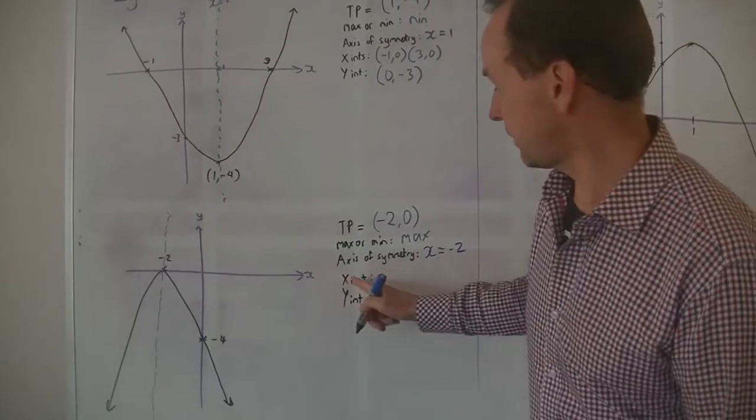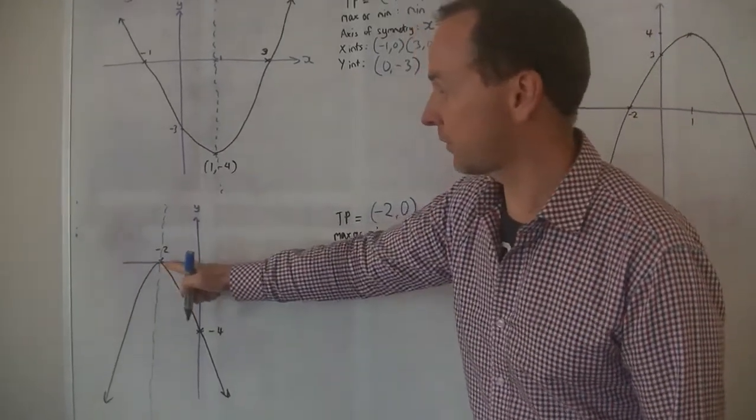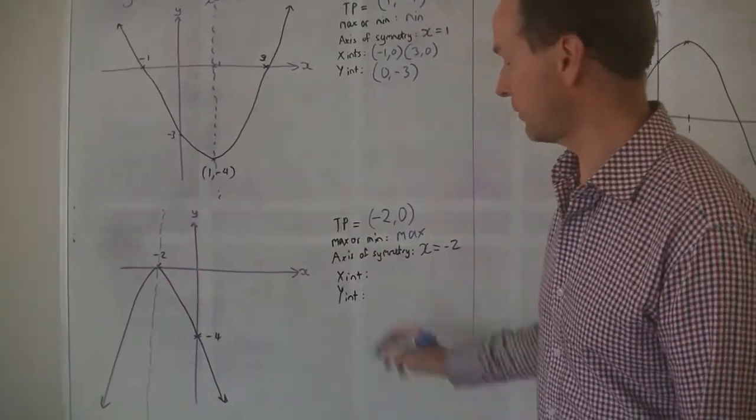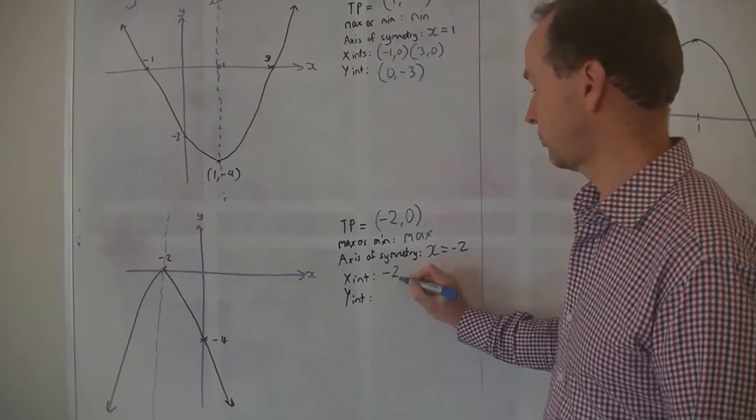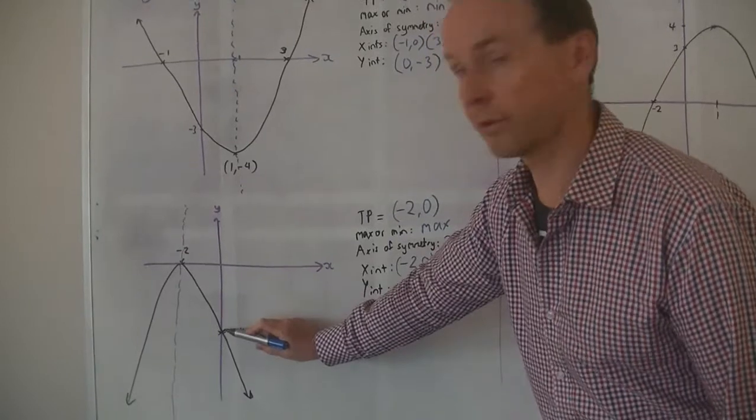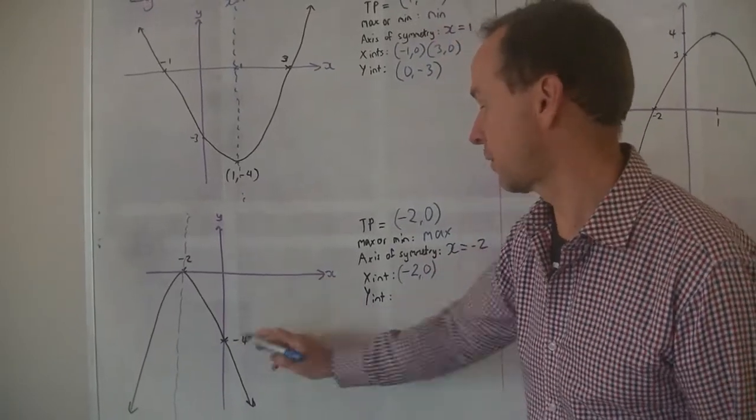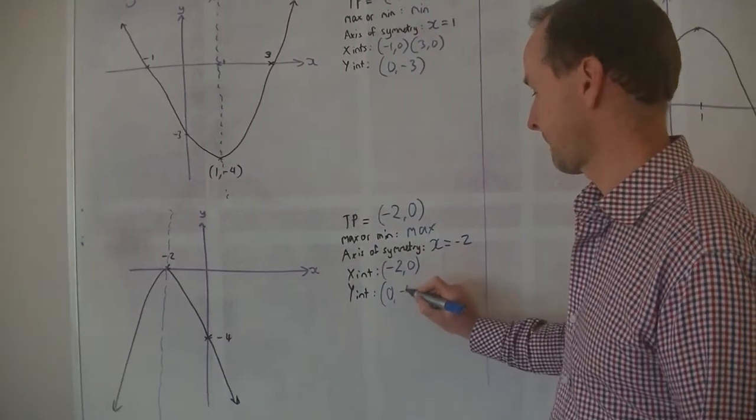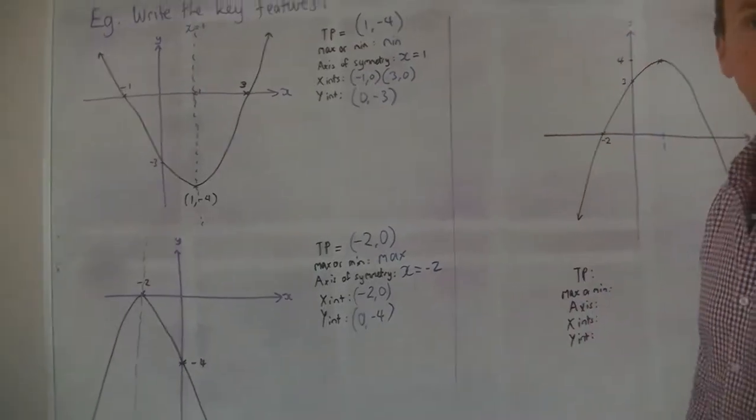The x-intercept, there's only one this time, because the turning point is on the x-axis. So the x-intercept is -2, 0. And the y-intercept, there's only one, always only one, and it's 0, -4. Good job, and that's that one done.